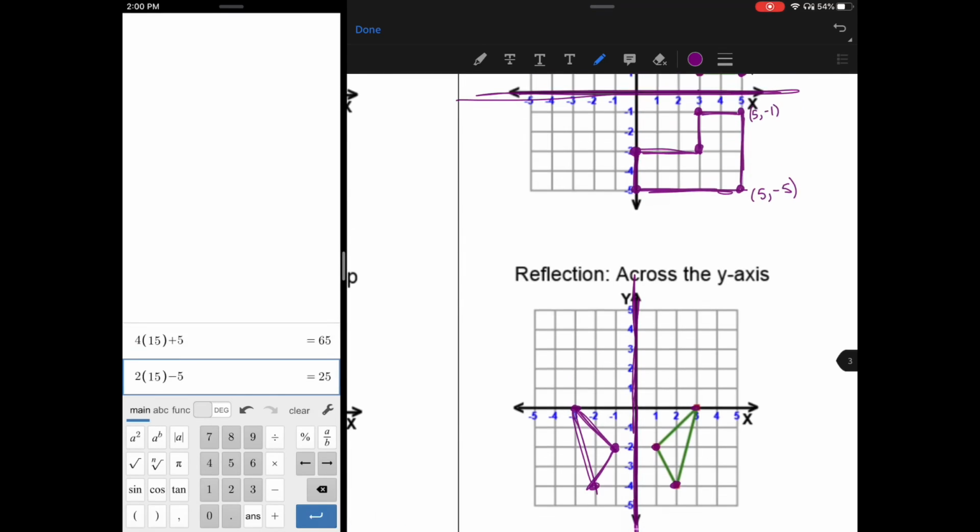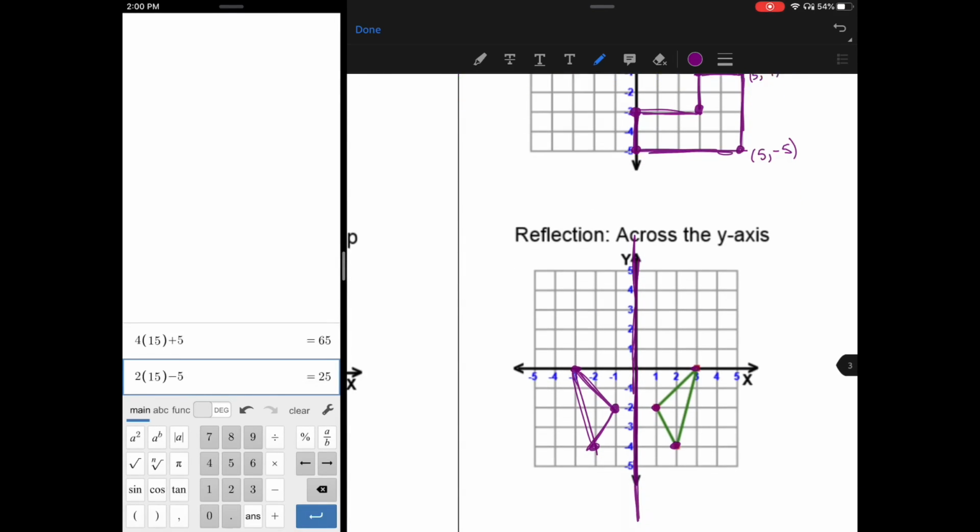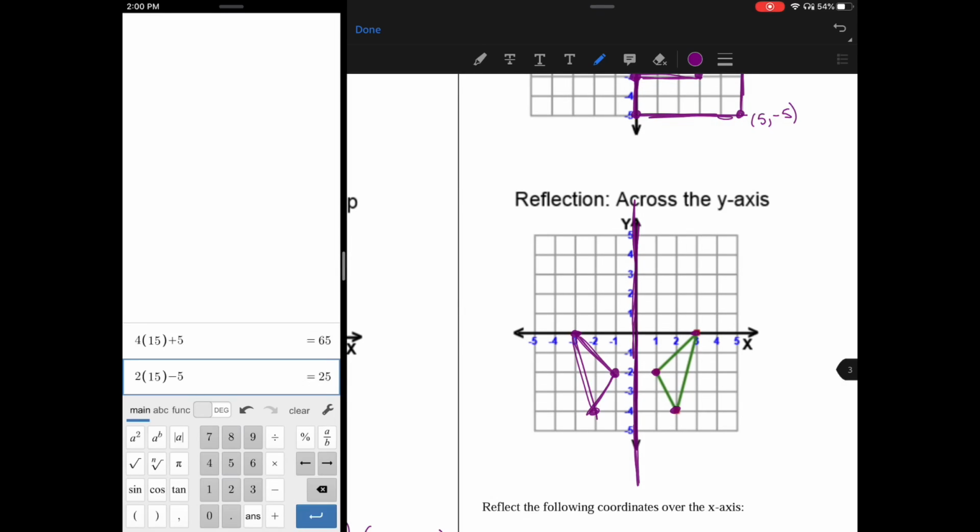And whereas in the previous example, our y value flipped, in this one our x value will flip. So this is at point 3, 0. The new one is at -3, 0. This point is at 2, -4. On the left-hand side, we're at -2, -4.